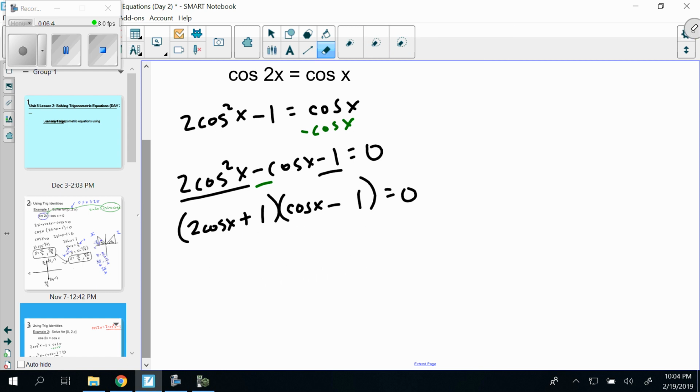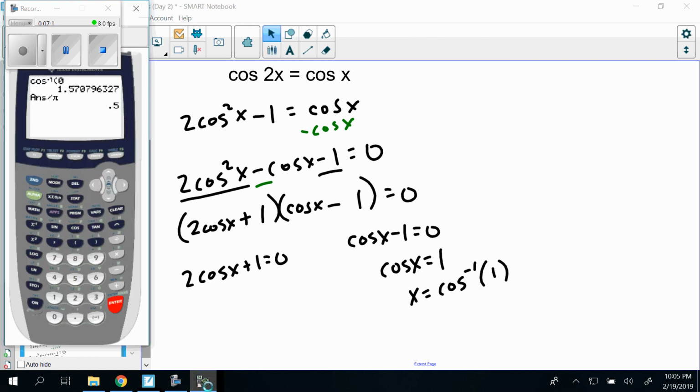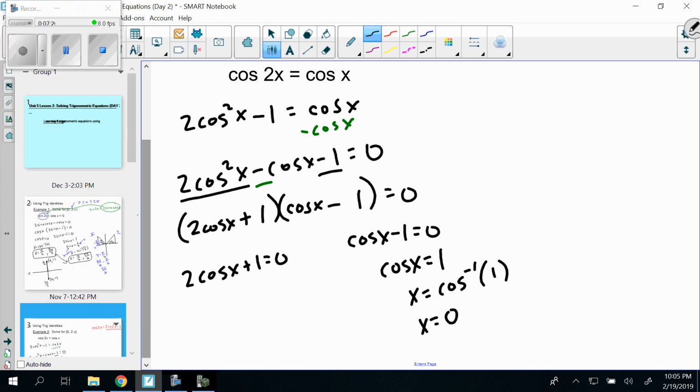All right, next up, like we did on the last problem, put both these equal to 0 and solve. So here you get 2 cosine x plus 1 equals 0. Here we get cosine x minus 1 equals 0. Let's solve them. So if you solve this first one, that's cosine x equals 1. Let's do inverse cosine 1 and see what we get. So in calculator, let's put that in. Cosine 1. We get this, which is 0. We don't even need to divide that by pi. So one answer here would be 0.